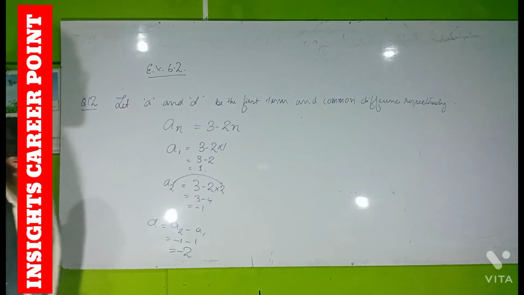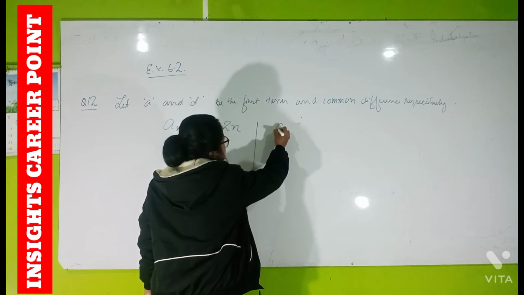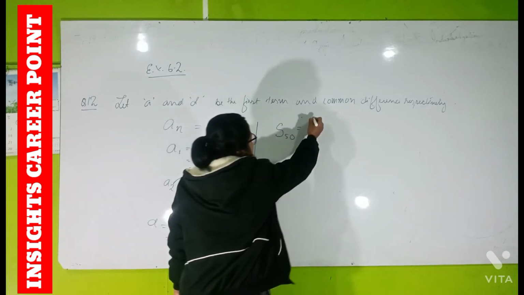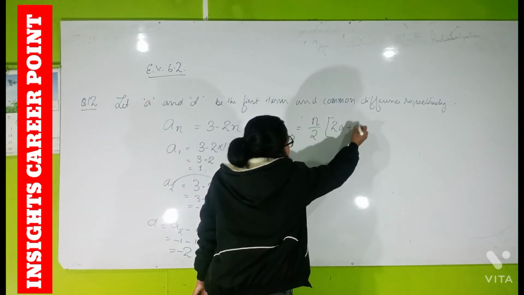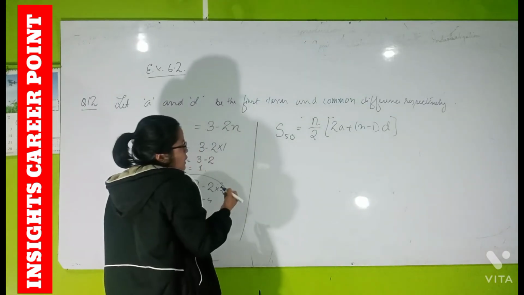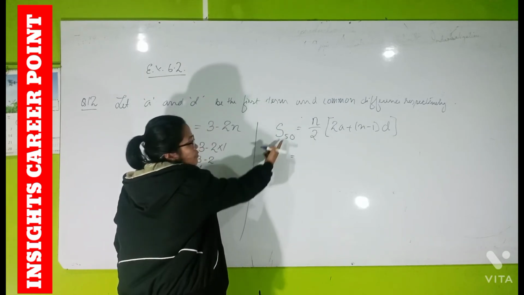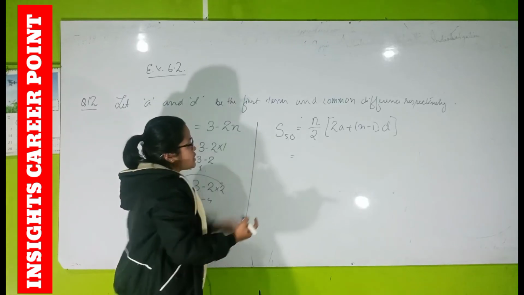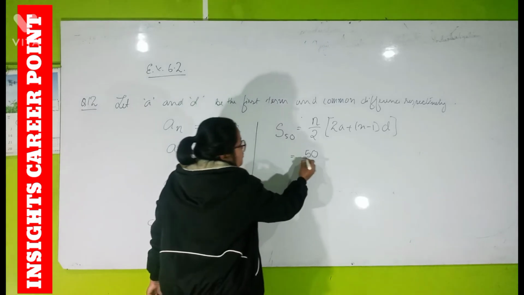Now, what we are going to find is S50. We have the formula as n by 2 times, twice a plus n minus 1 whole into d. We put the value of n as 50, as it is the sum of 50 terms. The number of terms considered here is 50. So we write 50 in place of n.